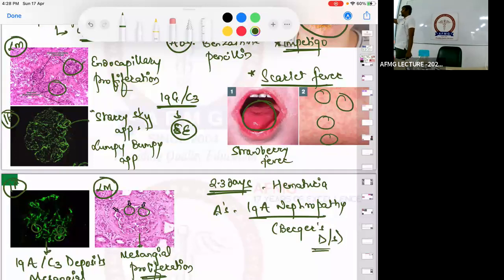So I will give you two punchlines. All glomerular diseases have granular deposits except for Goodpasture syndrome, where we will find linear deposits. All glomerular diseases have IgG and C3 deposits except for IgA nephropathy, where we will find IgA and C3 deposits. No issue with this? Okay?